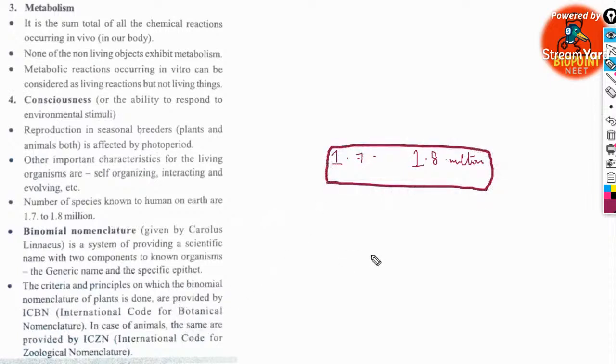Okay, so let's move on with the topic of binomial nomenclature. Before that, let's discuss: what is nomenclature? Anyone comment, what is the simple word that you can say for nomenclature?